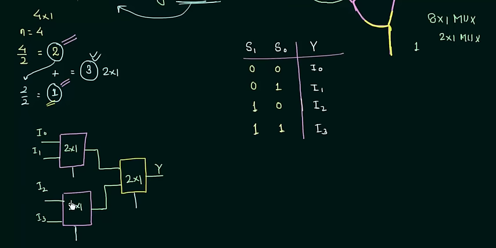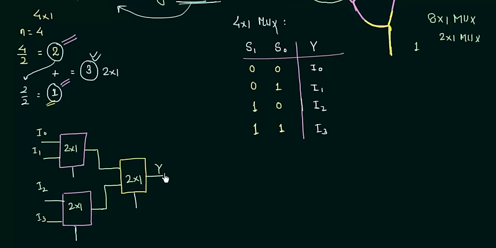So what about the select line? I have made the truth table for the 4x1 MUX, and it has two select lines, S0 and S1. So in this, where am I going to put S0 and where am I going to put S1? This is the question. I can put S1 here, S0 here, or I can also put S0 here, S1 here. So how are we going to determine this? We are going to determine this by this table.